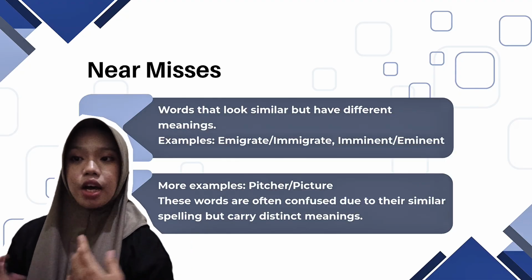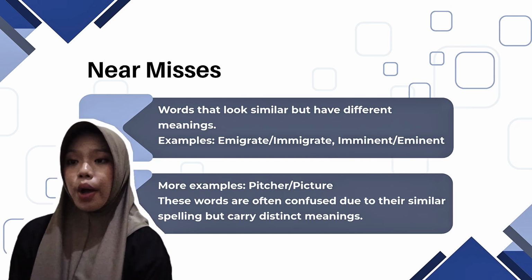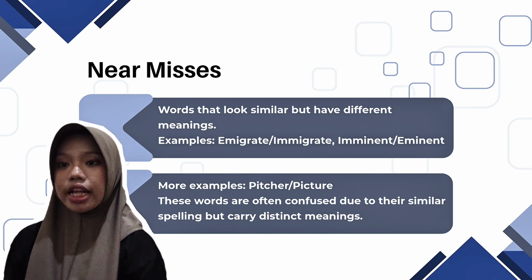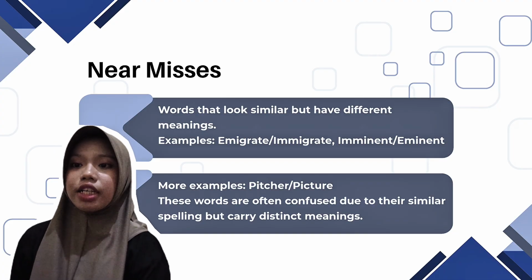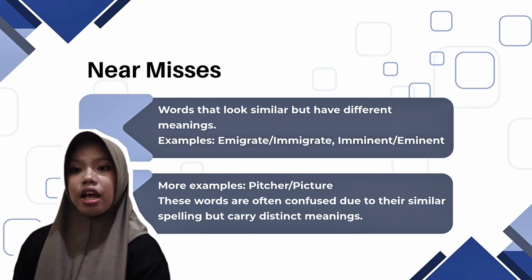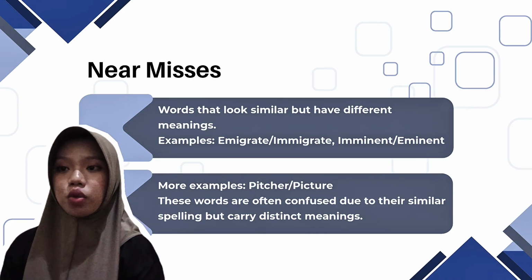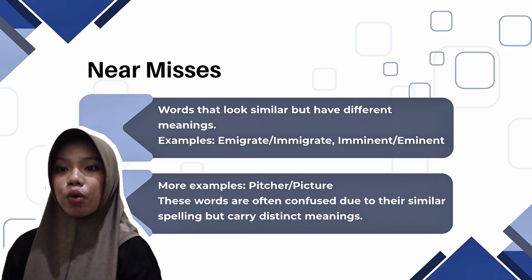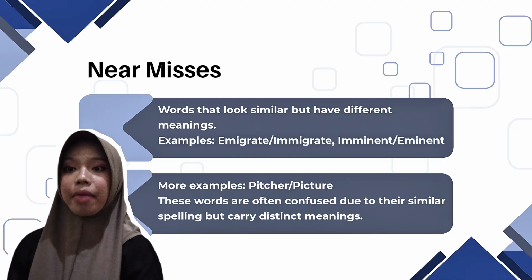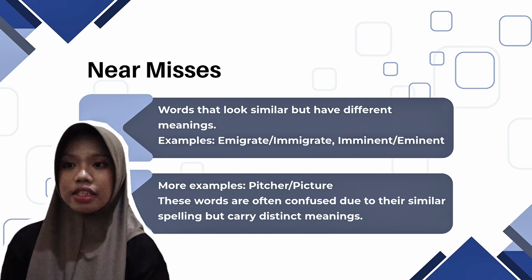And now let's discuss the last type, which is near misses. Okay guys, near misses are words that look or sound similar but have different meanings. These words often cause confusion for English learners. Near misses itu kata yang kelihatan atau bunyinya itu mirip tapi maknanya itu berbeda.